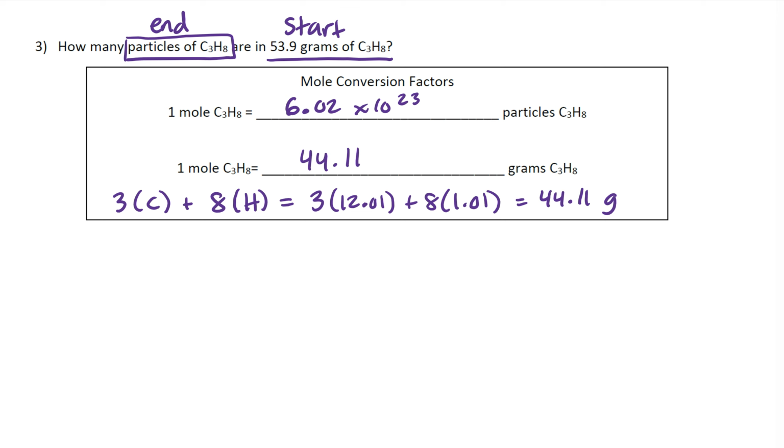All right, so now hit pause. I want you to try this dimensional analysis problem. Again, taking your start of 53.9 grams of C3H8 over 1, and then multiplying it by a conversion factor. And then come back and see if you solved it correctly.